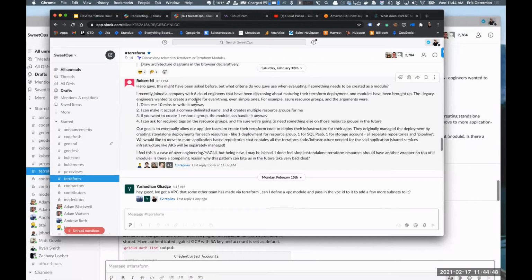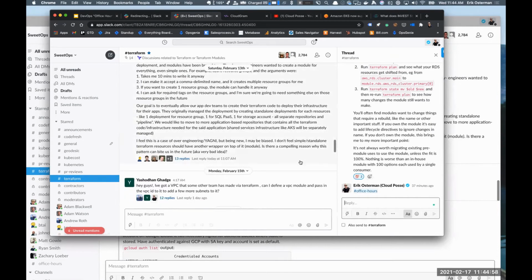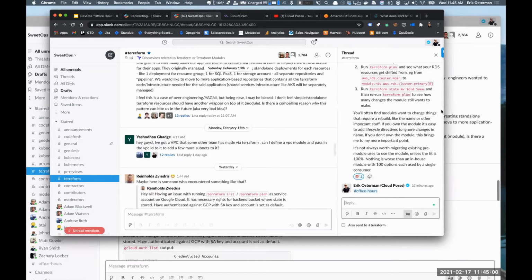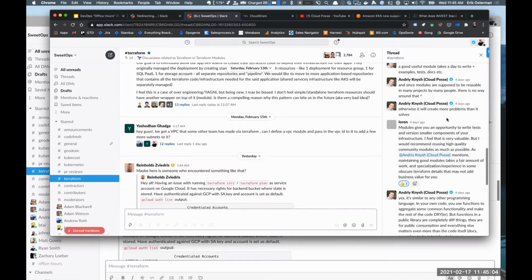actually bite the bullet and develop a Terraform module for some piece of our infrastructure. And there was a good discussion around this in the thread here. I agree with a lot of the points that were brought up. Some ones I wanted to highlight.